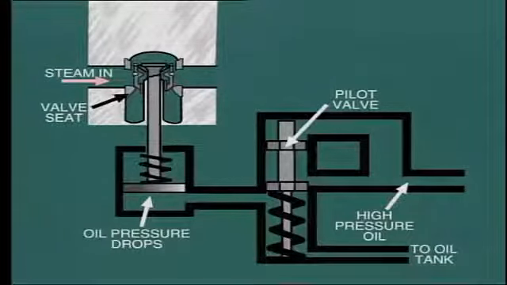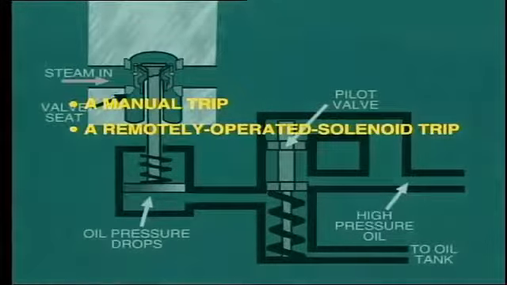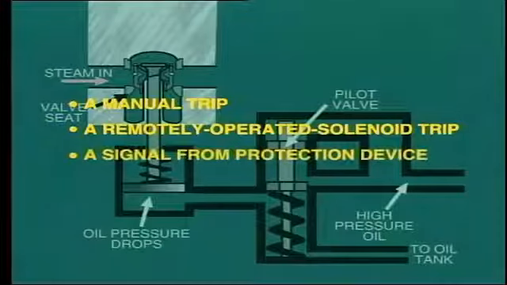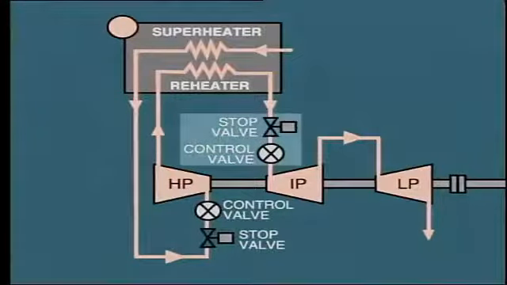As we'll see later, operation of the pilot valve, or trip valve as it is known, can be achieved by any one of several alternative means, including a manual trip, a remotely operated solenoid trip, or a trip signal from various protection devices. On reheat turbines, an additional stop valve and control valve are located at the reheat steam entrance to the intermediate cylinder. We can see the arrangement here.